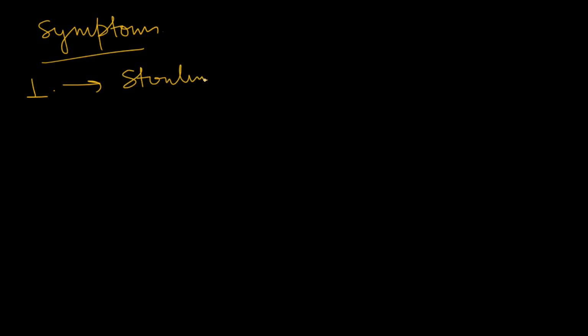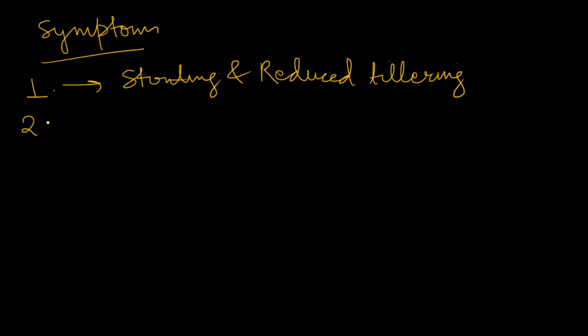Now let's move to the symptoms. What are the symptoms which can be seen in Tungro disease in rice plants? First of all, all the plants affected by Tungro exhibit stunting and reduced yielding. If you observe, the leaves will become yellow to orange-yellow.